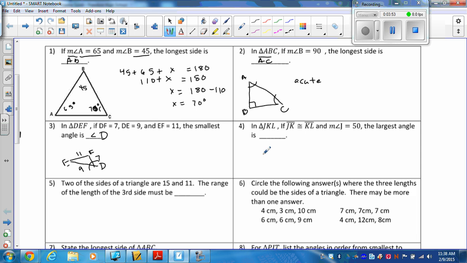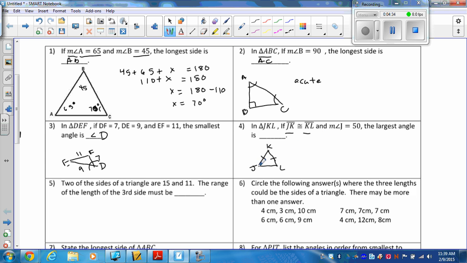Okay. In question number 4, it says we have a triangle, and it says that 2 of the sides are equal in length. So since the sides of these 2 triangles are equal in length, triangle JKL, so this will be JK and KL are equal in length. This angle is equal to this angle. And so this side may or may not be the same in length.